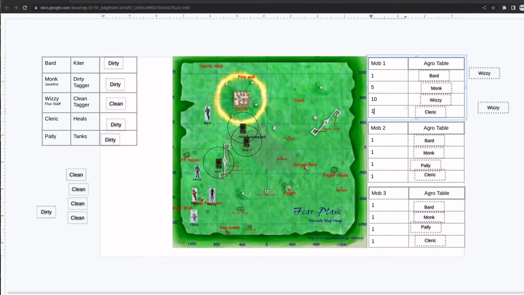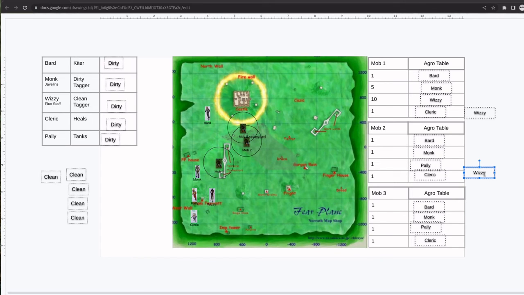Now the cleric turns to the Wizzy and says, hey Wizzy, will you damage shield me? Don't ask why. Will you damage shield me? And the wizard, who is clean, says, yeah, sure. So the Wizzy damage shields the cleric, who is now dirty because the cleric healed the pally, because the pally buffed the monk. Now that Wizzy goes from clean to dirty. And now the Wizzy goes on all the aggro tables, all the mobs. Now everyone is dirty, and they don't realize it, all because one person made a mistake.